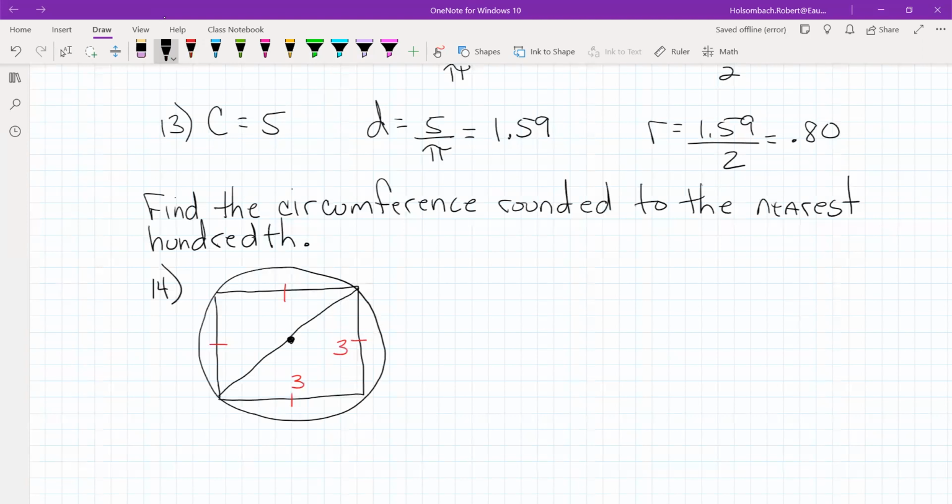It's a diagonal of a square, which creates a right triangle. So this blue segment, it's the diameter of this circle. It's also the hypotenuse of a right triangle. So we can do the Pythagorean theorem. 3 squared plus 3 squared equals d squared. So in your calculator, you can type 3 x squared plus 3 x squared, hit equals. 18 is equal to d squared. If we square root each side, then 4.24 equals the diameter.